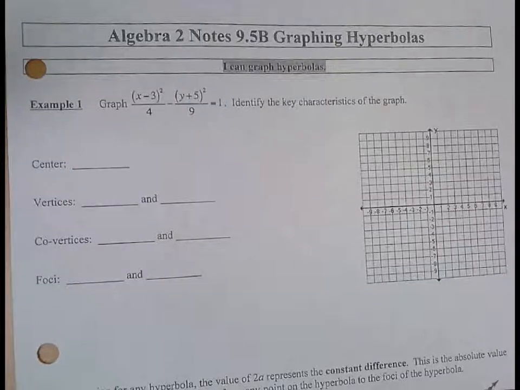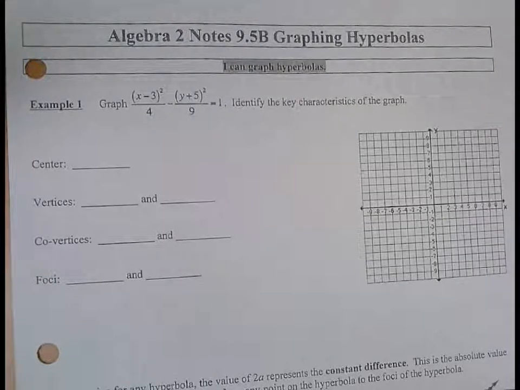There are a few different things in the 3 examples that I have for you. Example 1 is an equation that's already in standard form. So to graph a hyperbola, just like all of the other conic sections, your equation should be in standard form first. So the equation is already in standard form.